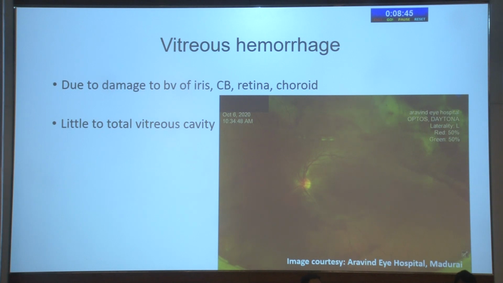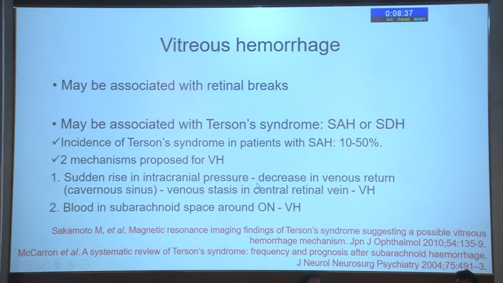Vitreous hemorrhage occurs due to damage of blood vessels of the iris, ciliary body, retina, and choroid. It may vary from a little hemorrhage to completely obstructing the vitreous cavity. It may be associated with retinal breaks. It may be associated with Terson syndrome, and the incidence of Terson syndrome in patients with subarachnoid hemorrhage can be 10 to 50%.